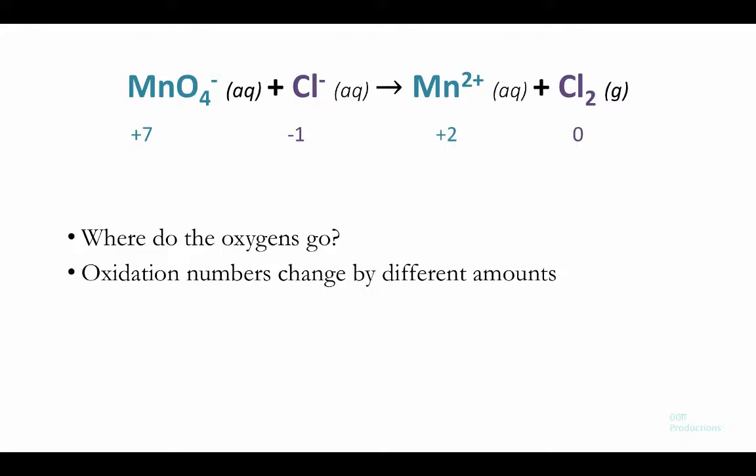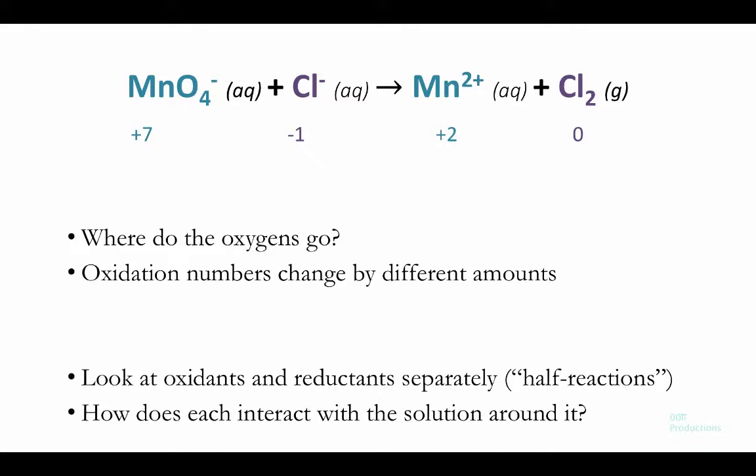And that can't happen. We can't exchange different amounts of electrons because electrons don't float around in solution the way that ions do. One of the fundamental rules of balancing a redox reaction is the number of electrons that come off the reducing agent has to equal the number of electrons that go on the oxidizing agent. So what we're going to do is look at the oxidants and the reductants separately in what we call half reactions and look at how each of those substances interact with the solution around it.